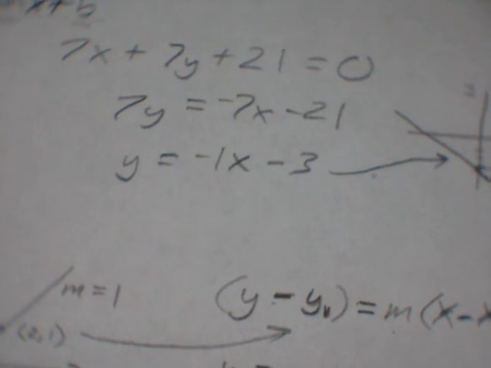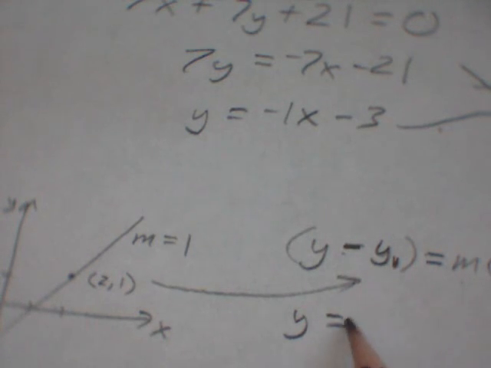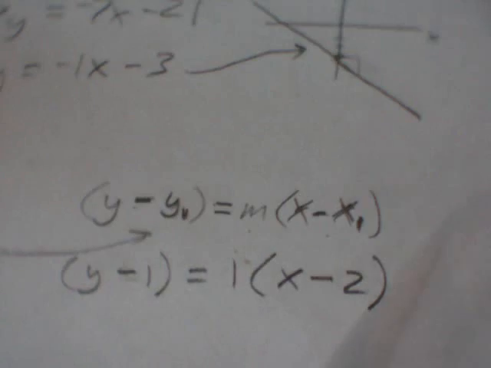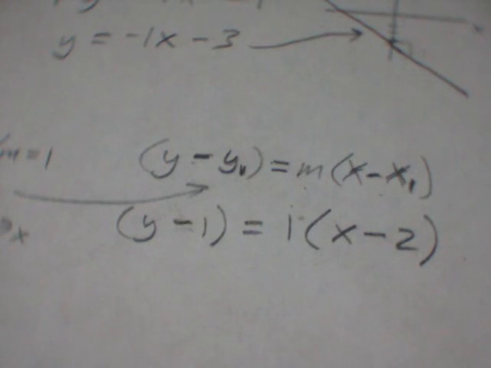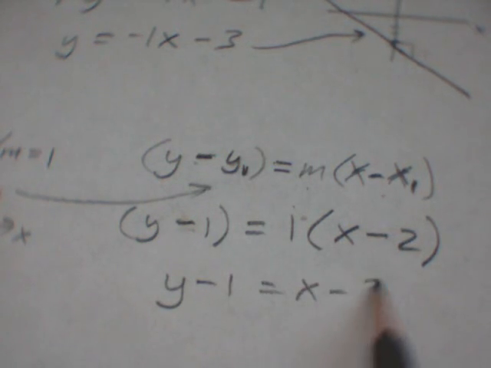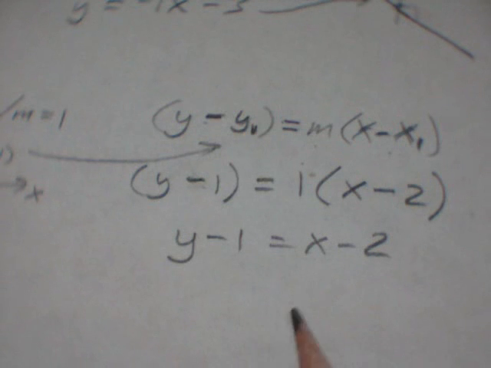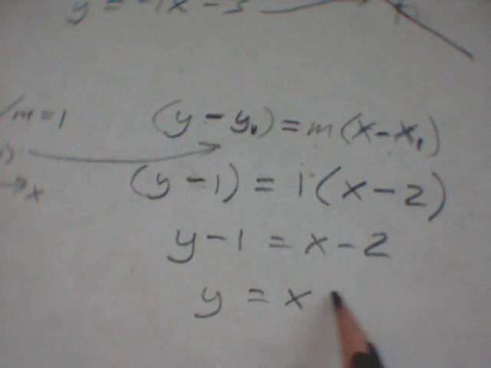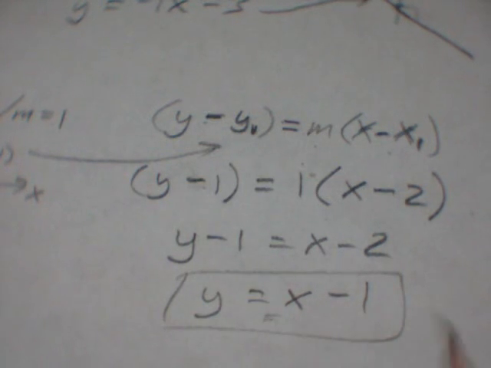We can say that y minus the y point, which is 1, equals the slope, known to be 1, times x minus the x value, given to be 2. All we have to do now is make it look like it's in y-intercept form. So we say y minus 1 equals x minus 2, just to give it a different look. Then you just add 1 to both sides of the equation. The slope is going to be 1, and the y-intercept is going to be minus 1.